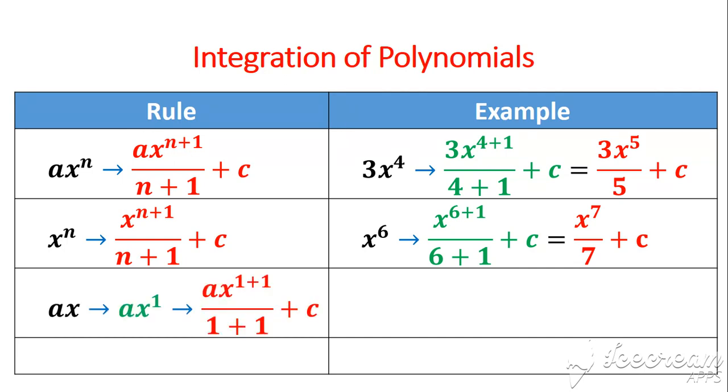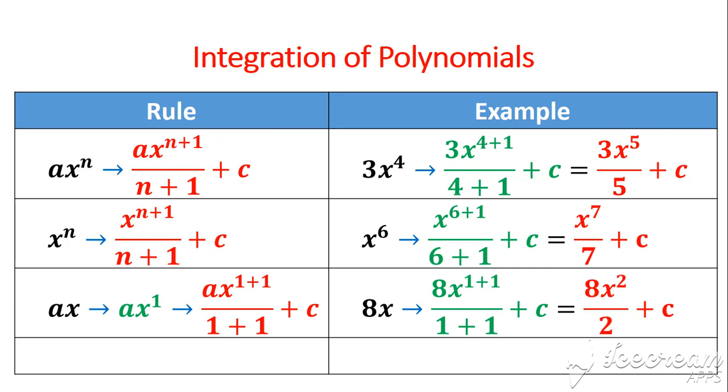What if we have a number by x, a times x? Well, remember, x is x to the power of 1, so a times x to the power of 1. So we add 1 to the power of 1 and divide by the new power of 1 plus 1 and plus our constant c. So 8x will integrate to 8x to the power of 1 plus 1 more, divide by the new power of 1 plus 1 plus our constant c. And this will simplify down to 8x squared divided by 2 plus c.